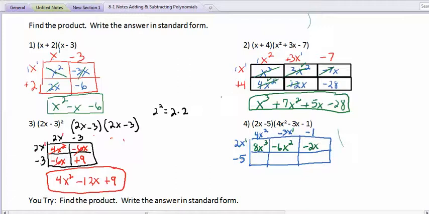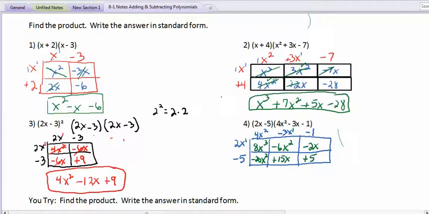Now I'm going to do the negative 5. Negative 5 times 4 is negative 20, and it's x to the second. And then negative 5 times negative 3 is positive 15x. And negative 1 and negative 5, so negative 5 and negative 1, negative is positive 5.